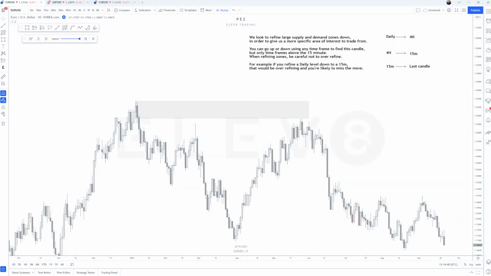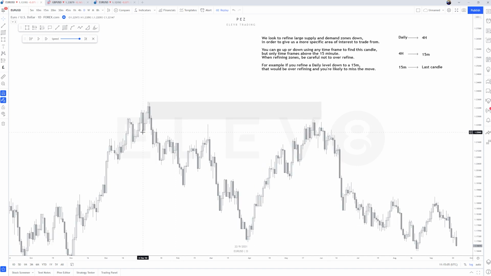In this video we're going to be looking at refinements and how we can refine areas down in order to make our supply demand level a little bit smaller and then take a more specific entry. So here, as you can see on the daily, we've got this supply level here. So already we've refined from this buy to sell down to this last candle here.